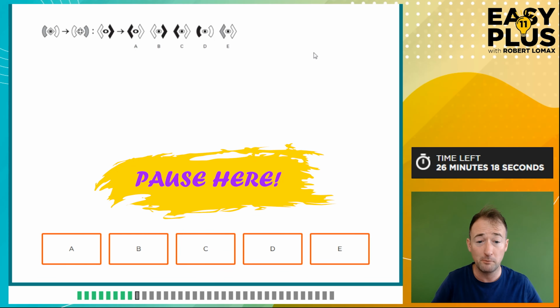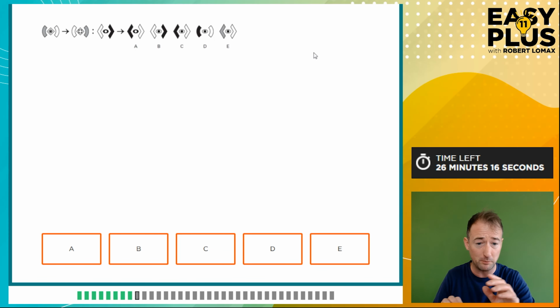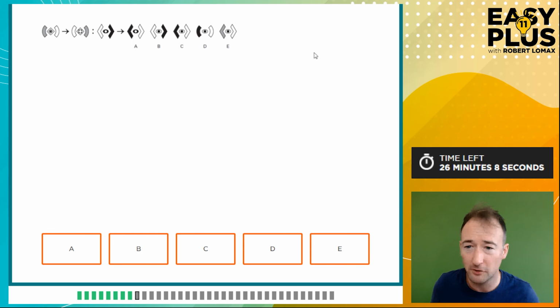Onwards. By the way, if you ever need to take notes, have a bit of paper, jot down all the letters, then cross them out as you eliminate. And sometimes that's really useful. I'm just moving on for speed, I'm not doing that right now.